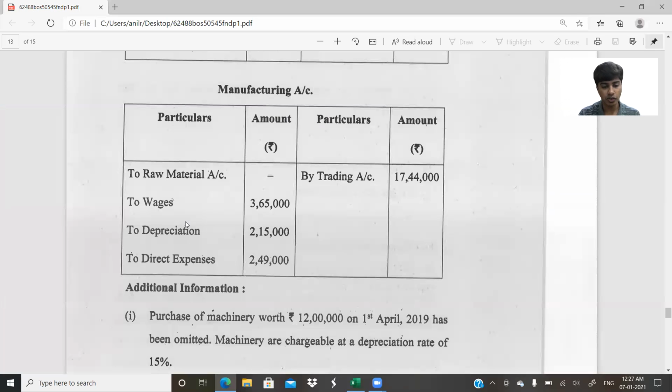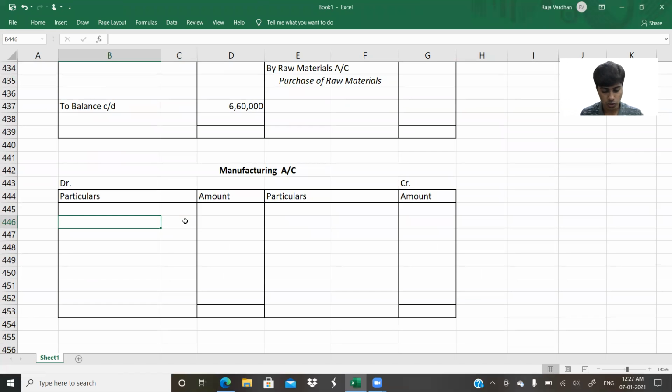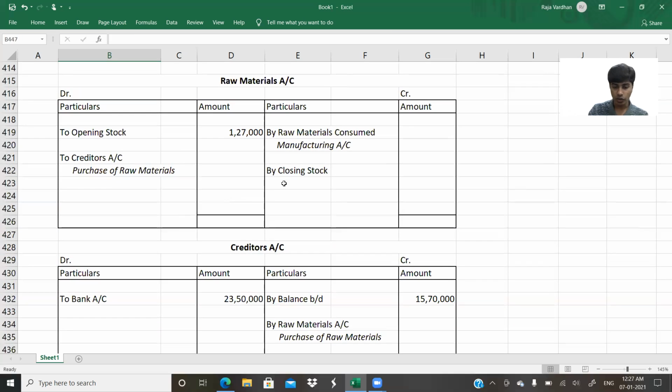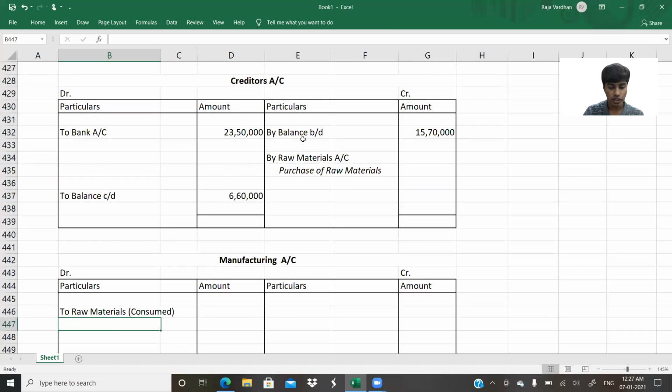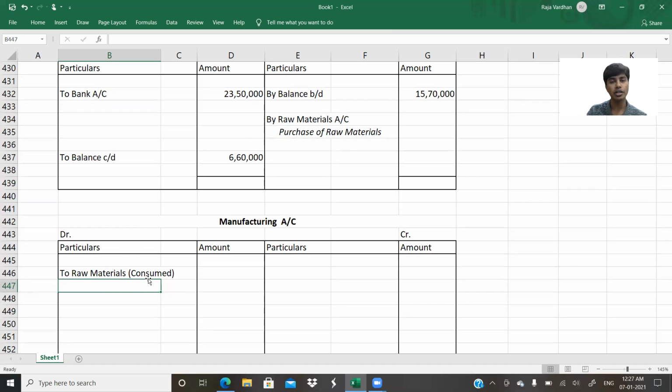What do you have in manufacturing account? To raw materials. So some raw materials is consumed. Basically, this is consumed. If you can remember, in the raw material account, I wrote here by raw materials consumed. So that's coming in manufacturing account as to raw materials consumed. You get that? That we would have to write, they've not given us. So we would have to find out.